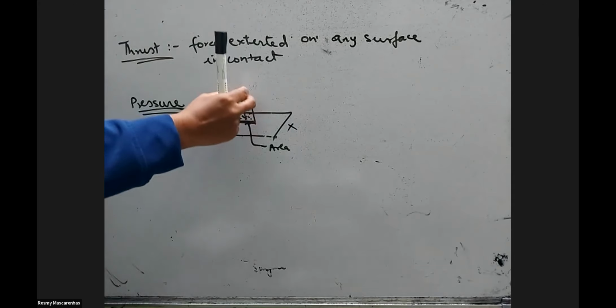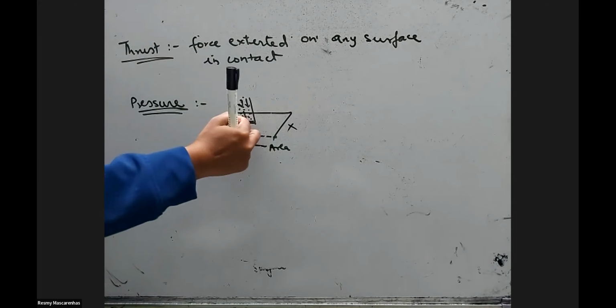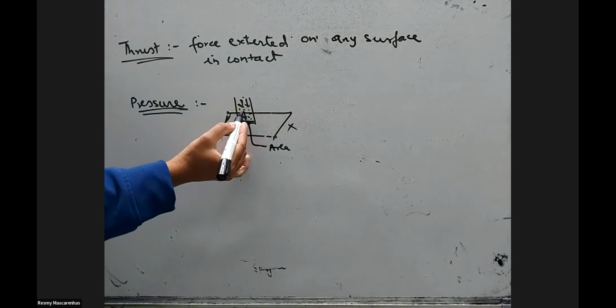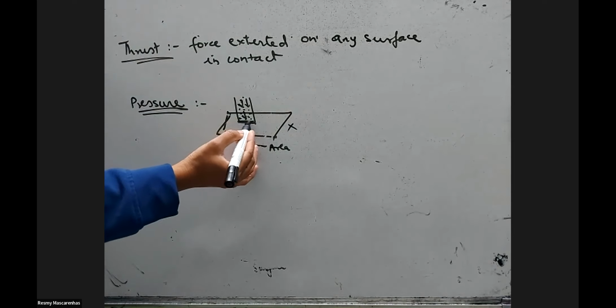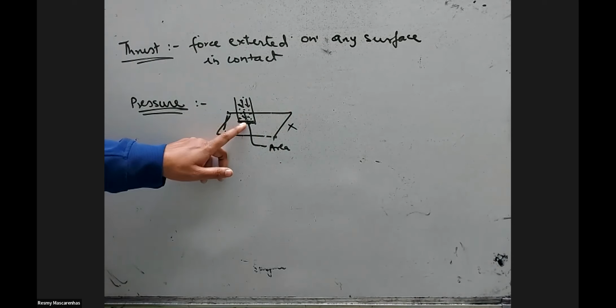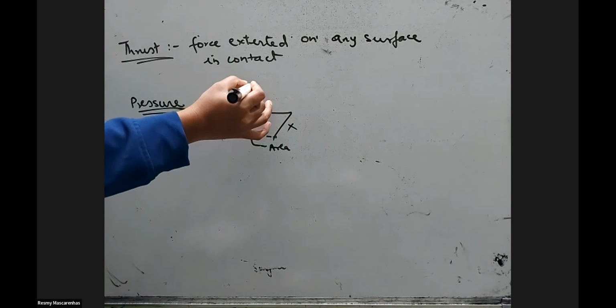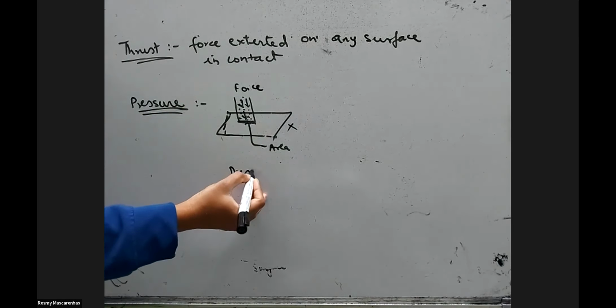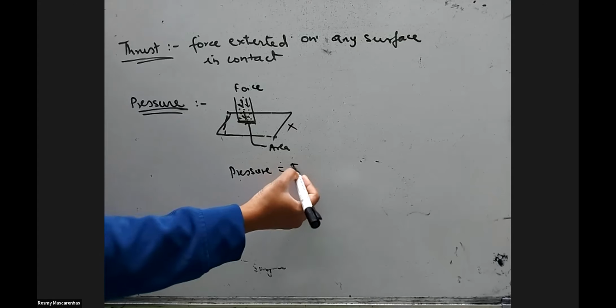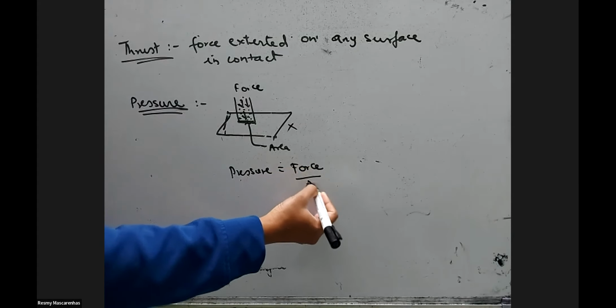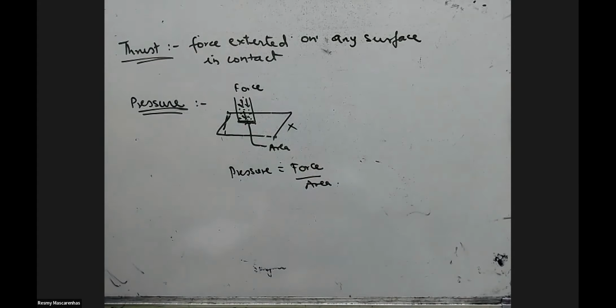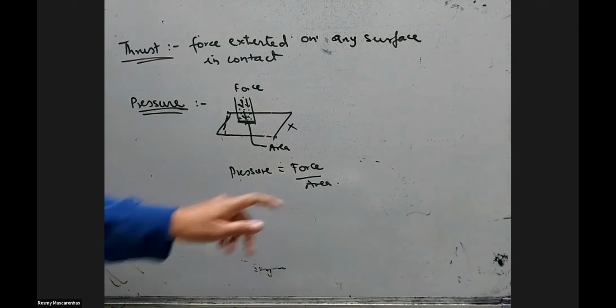Okay, suppose this is a glass. It's on a bigger area, but what matters is the area which is in contact, the liquid which is in contact with the container or whichever surface it is. So this area is to be considered for the force. So pressure is force upon area. How much force is acting on this much area?